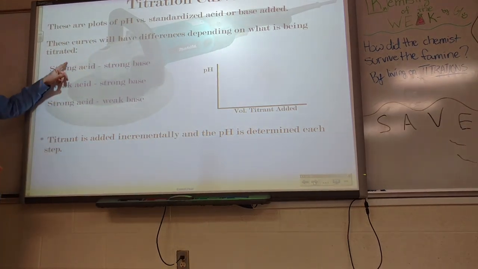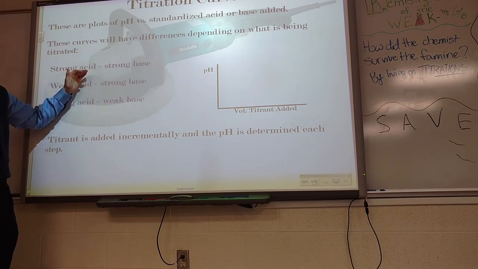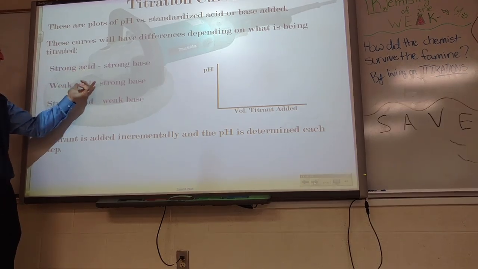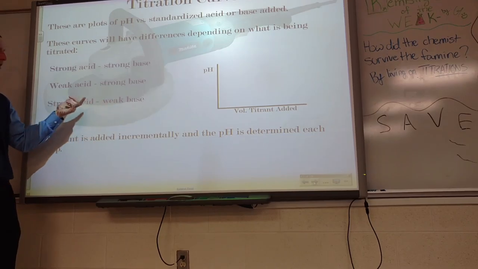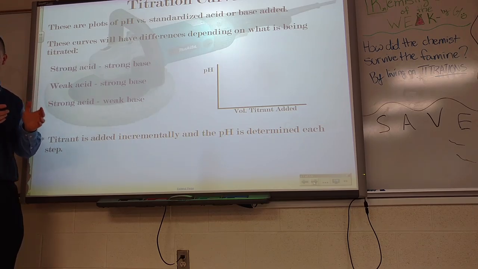Okay, so you'll have strong acid, strong base titrations. Those are really easy to do. But then you have a weak acid with a strong base, or a weak base with a strong acid. Those are more involved, finding every pH at every data point.